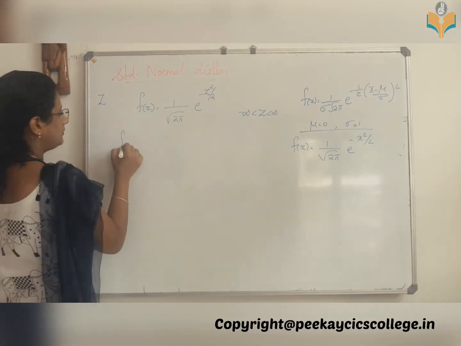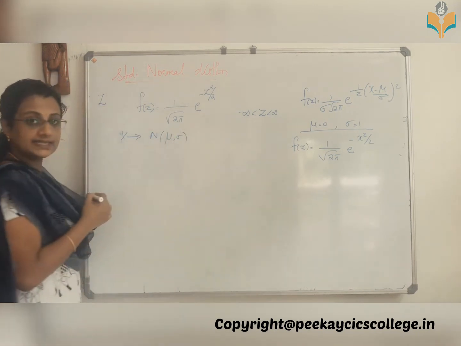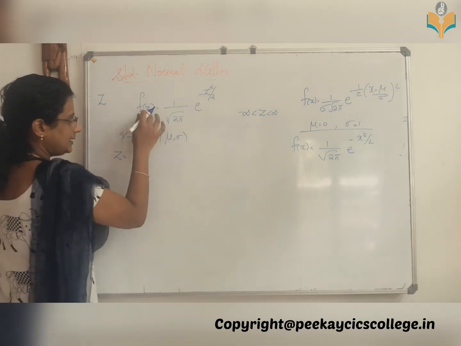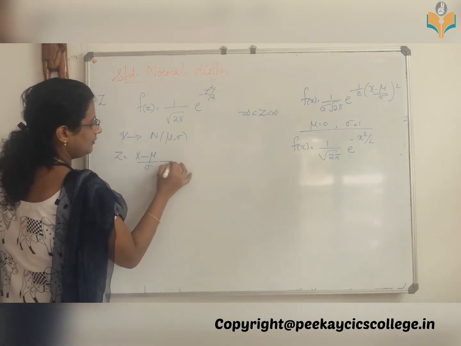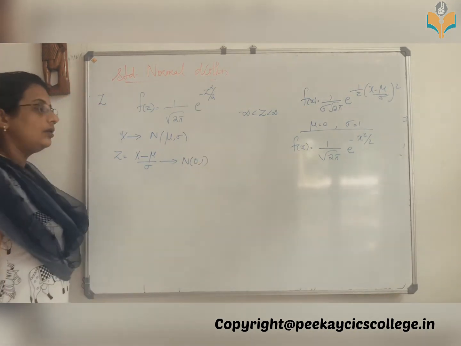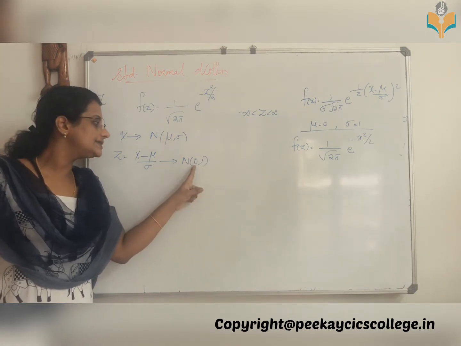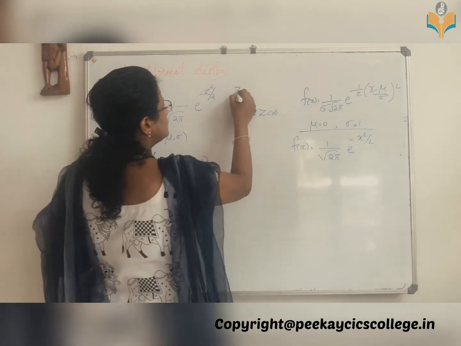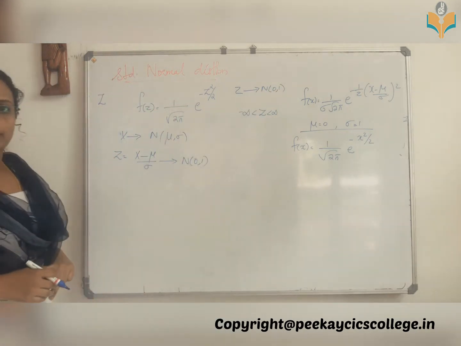And if x follows a normal distribution with the mean mu and standard deviation sigma, then z equal to (x minus mu) by sigma, where z means the standard normal variate, follows N(0,1). What do you mean by N(0,1)? It is the notation of the standard normal distribution with mean equal to 0 and sigma equal to 1. In this case, we say that z follows N(0,1). Z is said to follow a standard normal distribution.